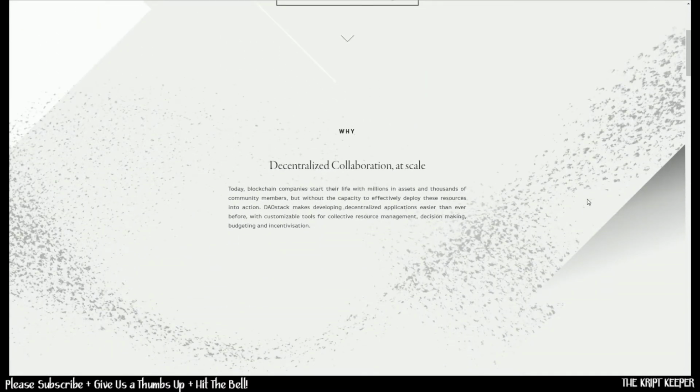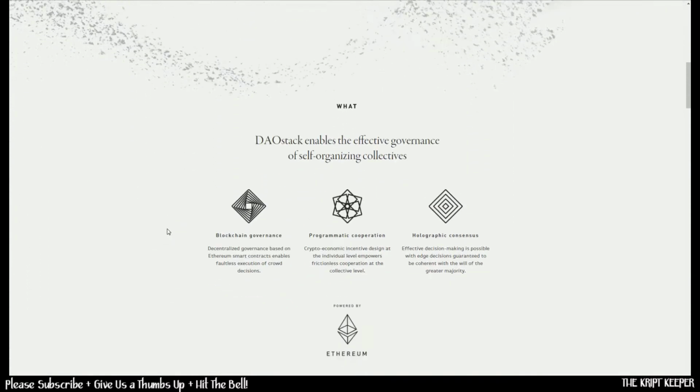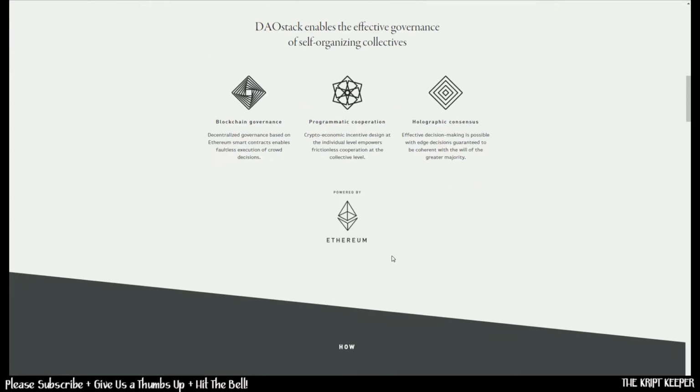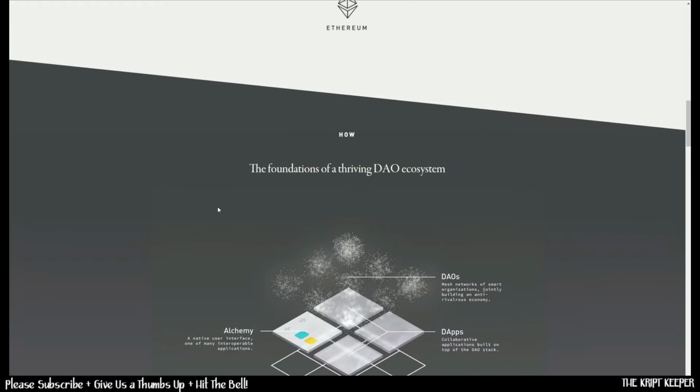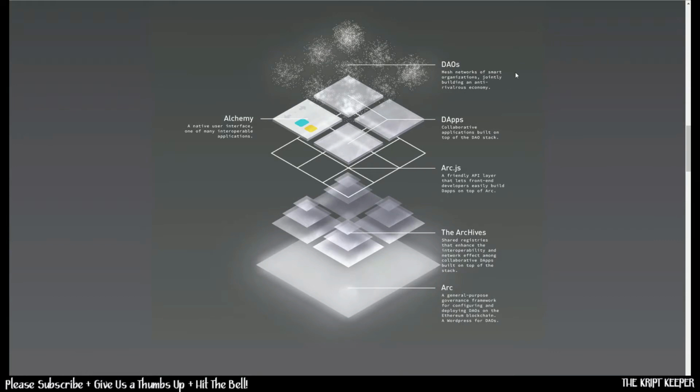Decentralized collaboration at scale. Today, blockchain companies start their life with millions in assets and thousands of community members, but without the capacity to effectively deploy these resources into action. DAOstack makes developing decentralized applications easier than ever before with customizable tools and collective resource management, decision making, budgeting, and incentivization. What is it? DAOstack enables the effective governance of self-organizing collectives, blockchain governance, programmatic cooperation, and holographic consensus. Powered by Ethereum, so it'll be an ERC20 token, the foundation of a thriving DAO ecosystem. How? DAOs, mesh networks of smart organizations jointly building an anti-rivalrous economy.